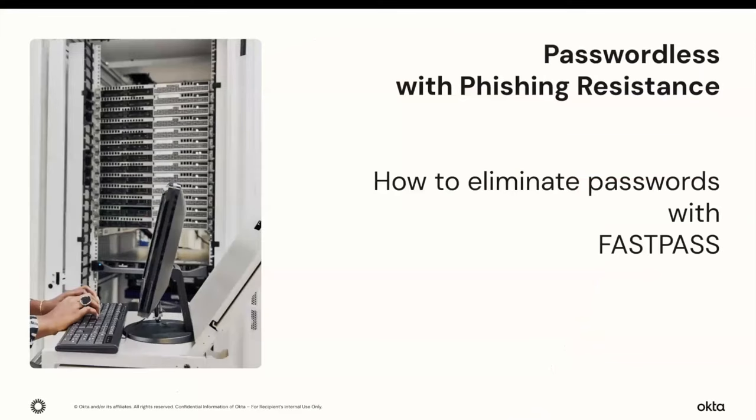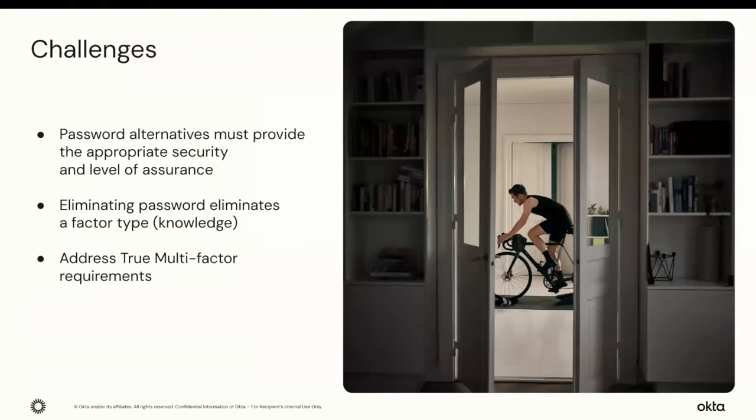Phishing resistance with FastPass. Again, I'm not going to spend too much time on that for the reason I explained. There's a whole webinar on it. So obviously, the objective here is to eliminate passwords. But if you eliminate passwords, you actually remove a factor type, which is knowledge. So how you compensate in the multi-factor world is the challenge here.